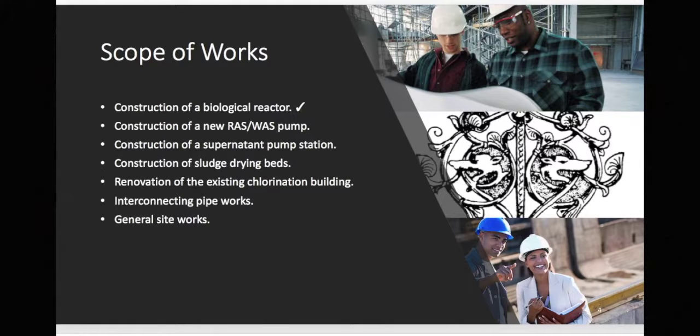The project was estimated to be about 18 million rand. The scope of the works included the construction of a biological reactor and a new RAS-WAS pump. The RAS is short for return activated sludge, while WAS is short for waste activated sludge. The scope of the work also included the construction of a supernatant pump station, a sludge drying bed, the renovation of the existing chlorination building, interconnecting pipeworks, and general site works. For the purpose of this assignment, only the biological reactor's BOQ was chosen and analyzed.